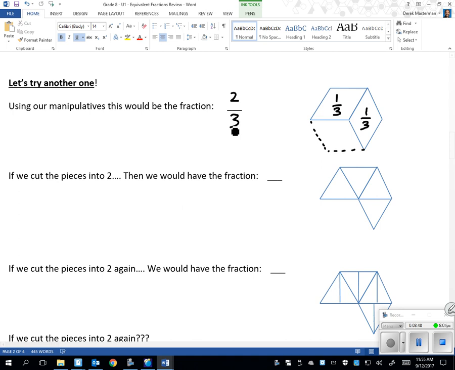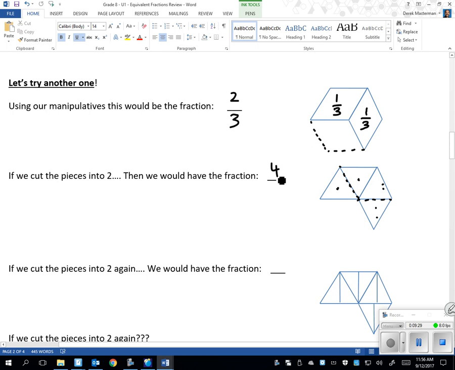I'm going to take each of these pieces and I'm going to cut here and here. I'm taking each third and I'm cutting it into 2 separate pieces. How many total pieces do I have right now after choppy choppy? Madison? 4. I have 1, 2, 3, 4 pieces. 4 goes in the numerator.